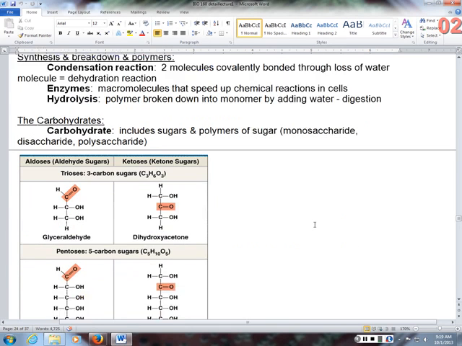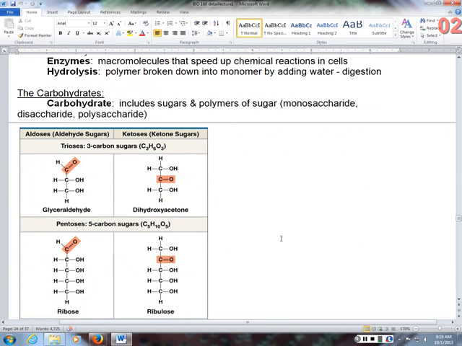So the carbohydrates include sugars and polymers of sugars. Sugars are also called saccharides, so mono is one, di means two, poly is many. Some of the sugars are aldoses, some of them are ketoses, based on where you have this double bond with the oxygen. So aldehyde on the end, ketone in the middle, and everything else looks the same. One is glyceraldehyde, one is dihydroxyacetone.